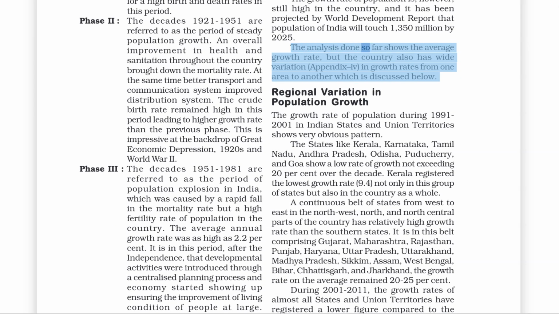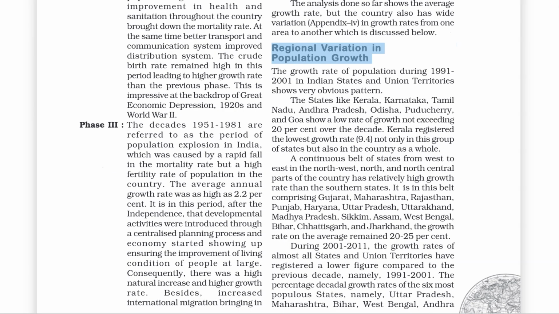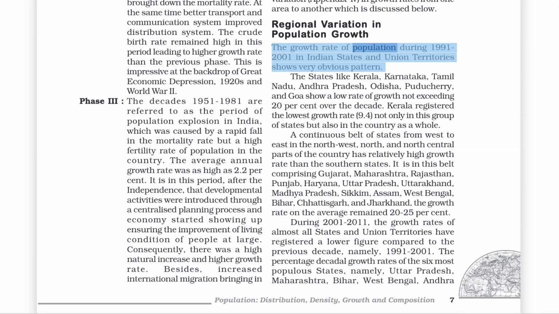The analysis done so far shows the average growth rate, but the country also has wide variation in growth rates from one area to another, which is discussed below. Regional variation in population growth rate.